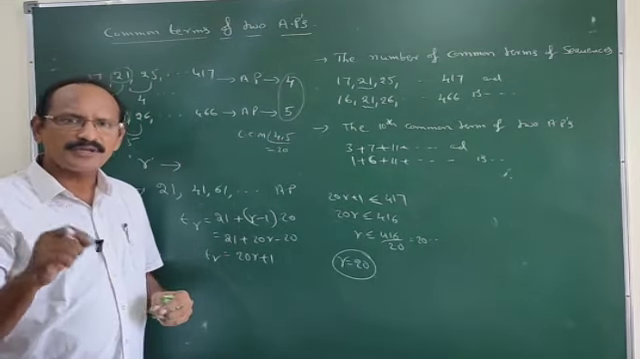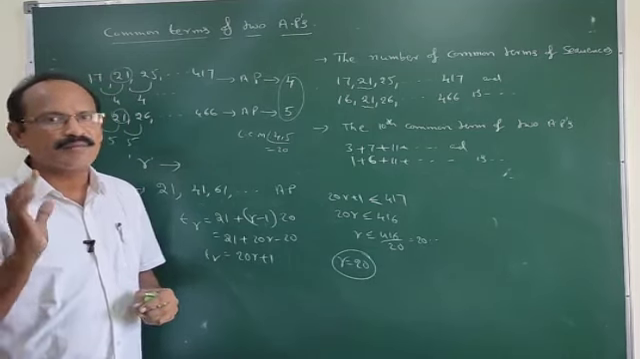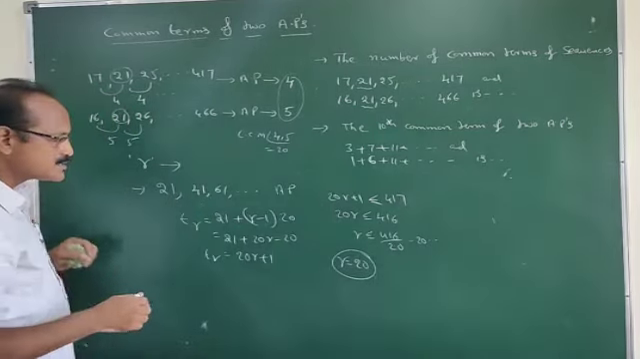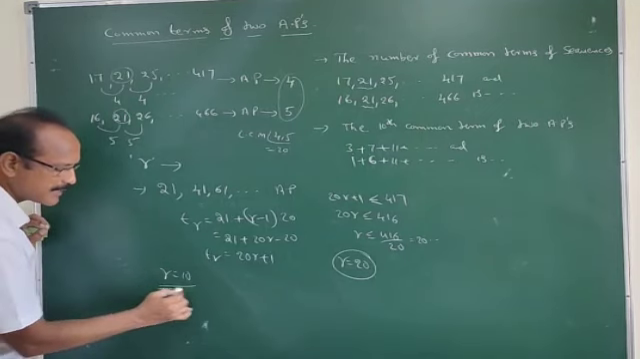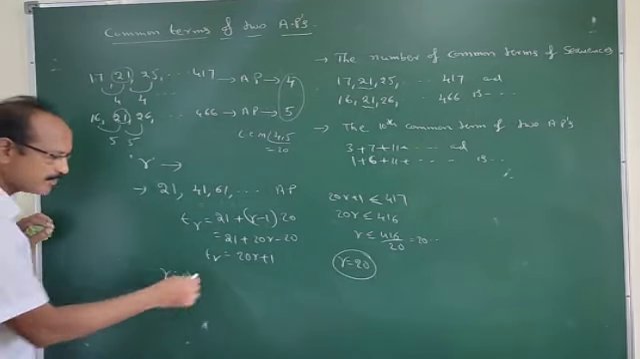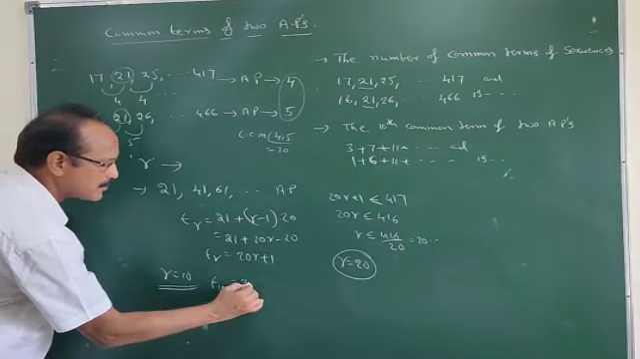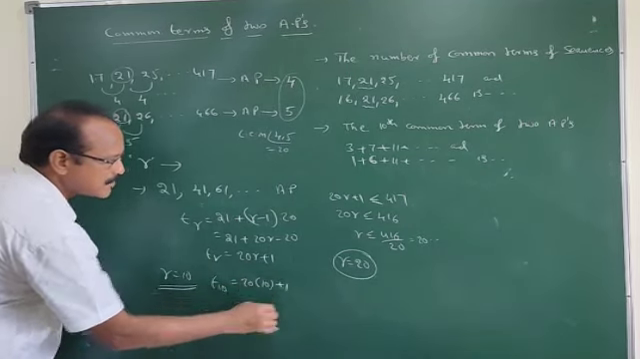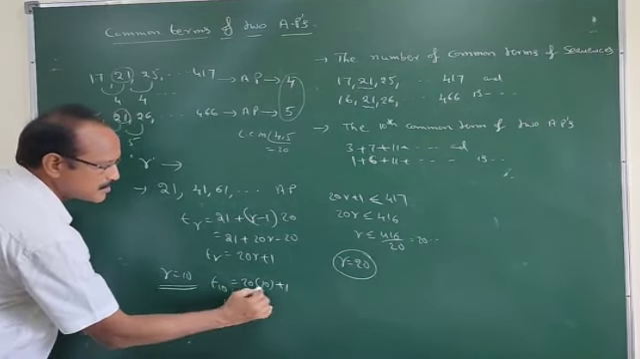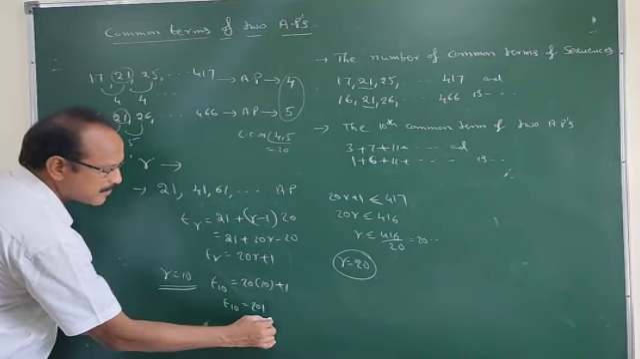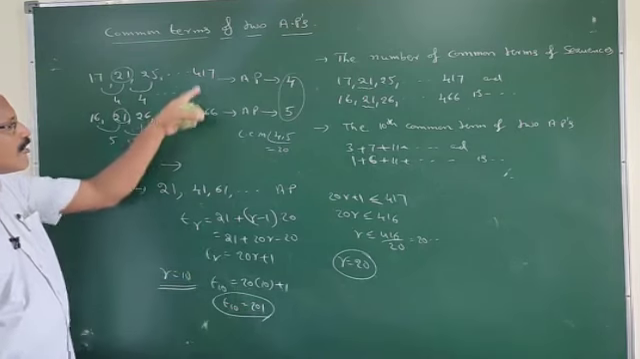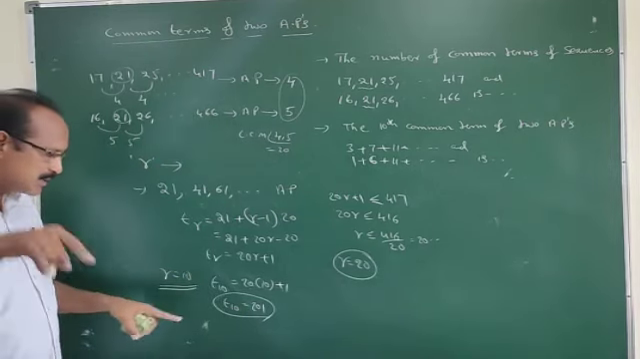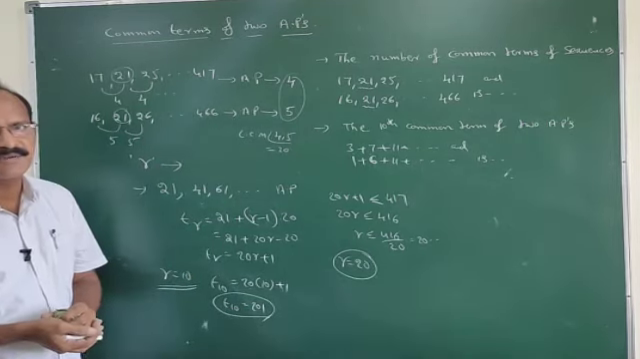Suppose you are interested to calculate the 10th common term, then put r is equal to 10. R is equal to 10 gives the 10th common term. That is T10 is equal to 20 into 10 plus 1, or T10 is equal to 200 plus 1, 201. So 201 is the 10th common term of both the sequences.